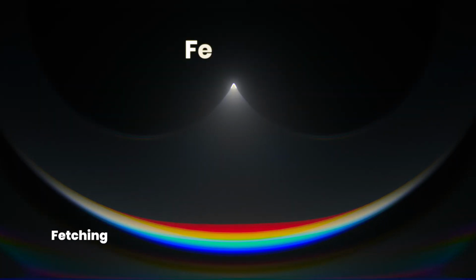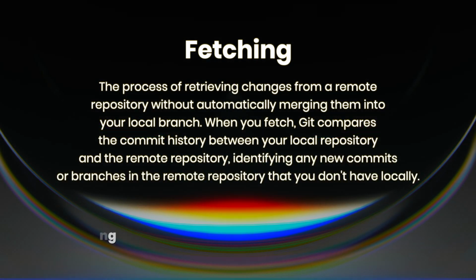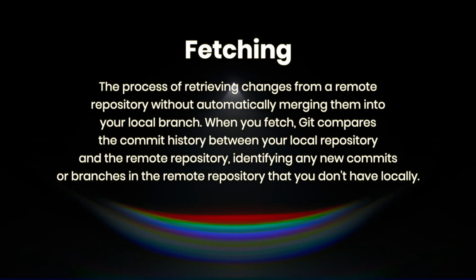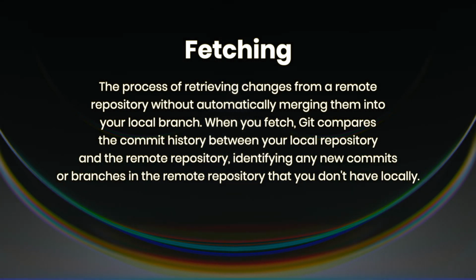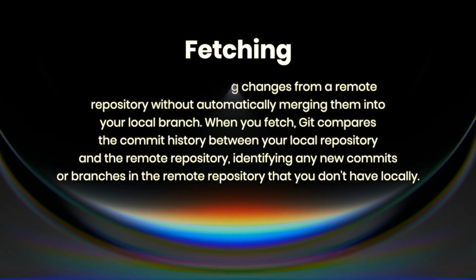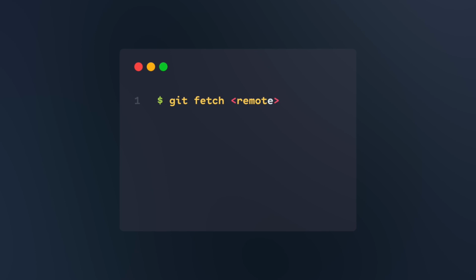Fetching. The process of retrieving changes from a remote repository without automatically merging them into your local branch. When you fetch, Git compares the commit history between your local repository and the remote repository, identifying any new commits or branches in the remote repository that you don't have locally. To fetch changes from a remote repository, git fetch remote.